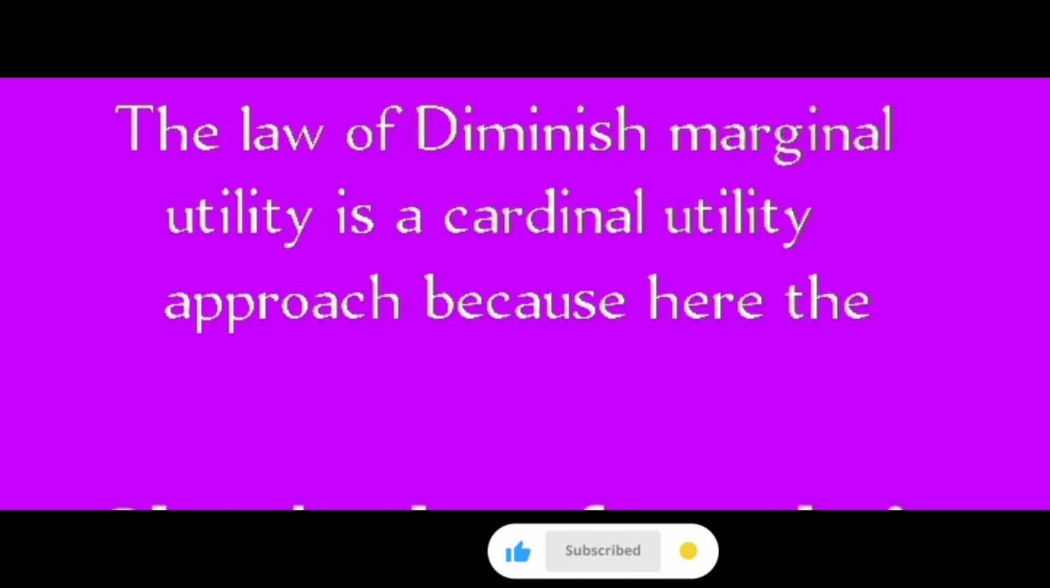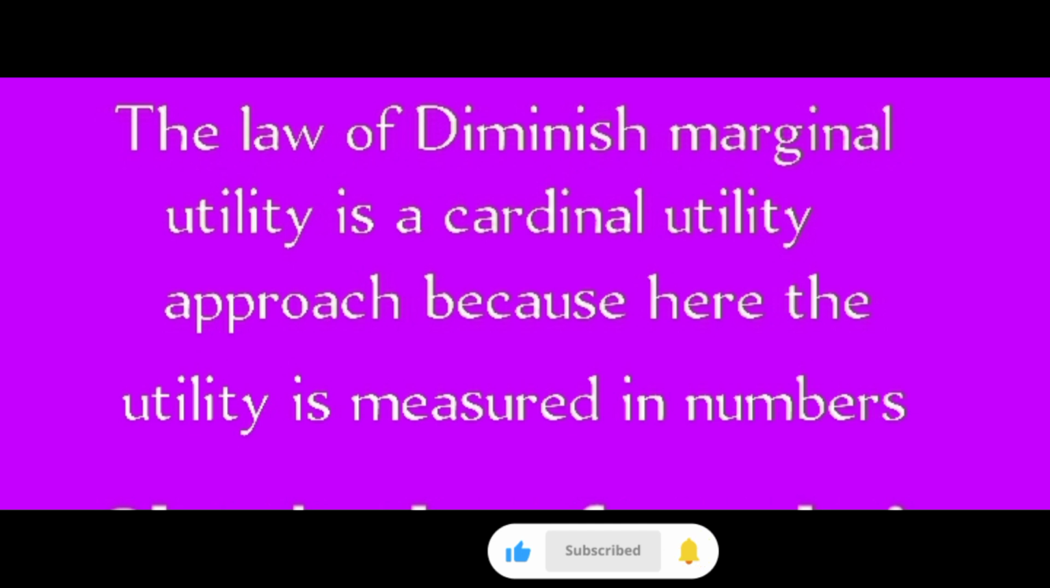because here the utility is measured in terms of numbers. The cardinal approach describes that utility can be measured in terms of units or in terms of numbers. The law of diminishing marginal utility describes that as we consume more and more units of any commodity, its marginal utility tends to diminish or gradually decrease.